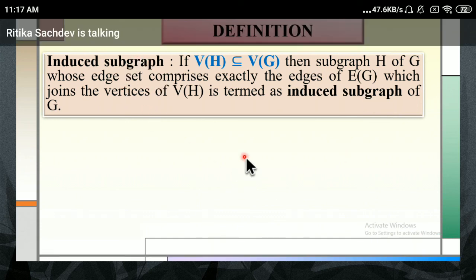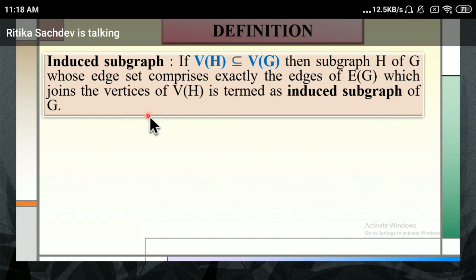What is an induced subgraph? Induced subgraph says your vertex set of H should be a subset of the vertex set of G. Then a subgraph H of G, whose edge set comprises exactly the edges of EG which join the vertices of VH, is termed an induced subgraph of G. Now, what do we mean by this?